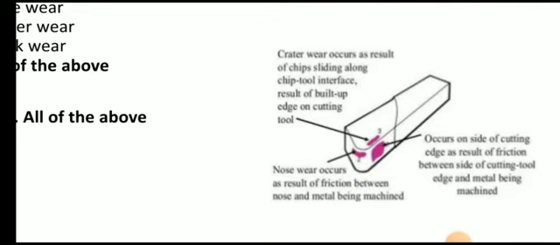Now this is the nose wear. The nose wear occurs as a result of friction between the nose and the metal being machined, and this is also one type of wear. It occurs on the side of the cutting edge as a result of friction between the side of the cutting tool edge and the metal being machined.